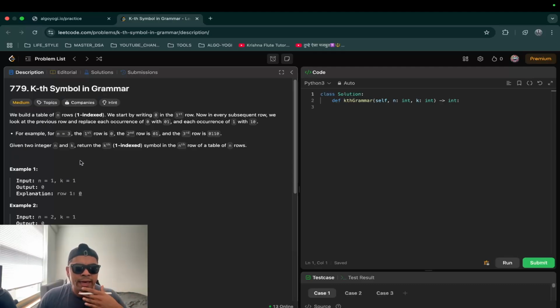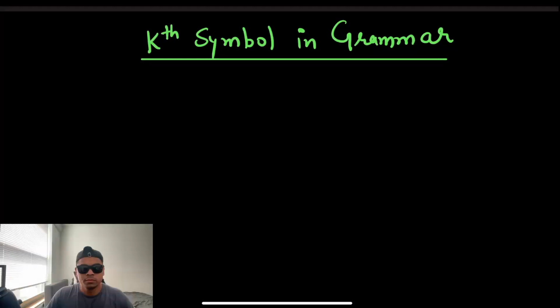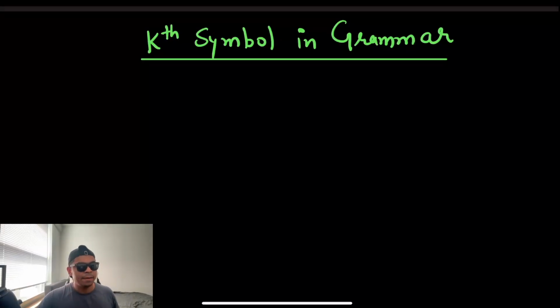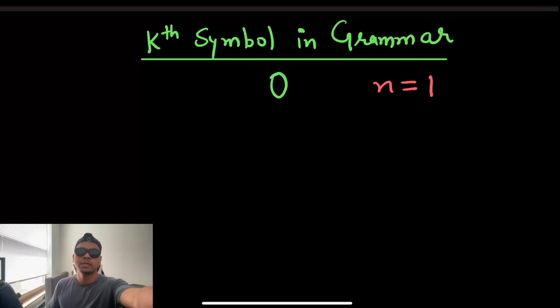Given two integers n and k, return the kth indexed symbol in the nth row. Alright, so what's really happening is we are trying to build a table, and when n is equal to 1, our first symbol is 0. So basically that's our base case, and since the problem is defined recursively, we will try to solve it using recursion. All right, so when n is equal to 1, this is my symbol.